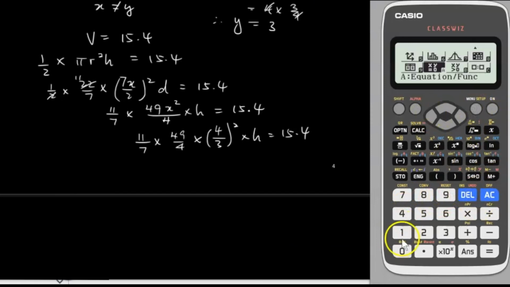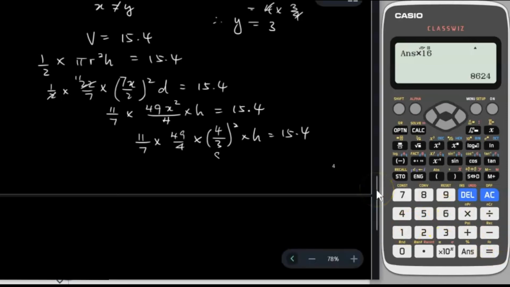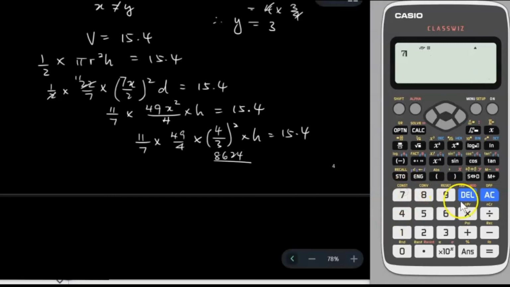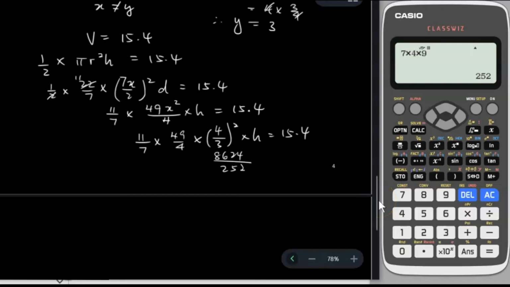So go back, menu, you can press 1. So it goes back to normal. So 11 times 49, and equals, and then this 4 squared is 16, right? So times 16 equals, you get 8624. Then over 7 times 4 times 3 squared is 9, 749. 749 equals, so you get 252. Then after that times h is 15.4.